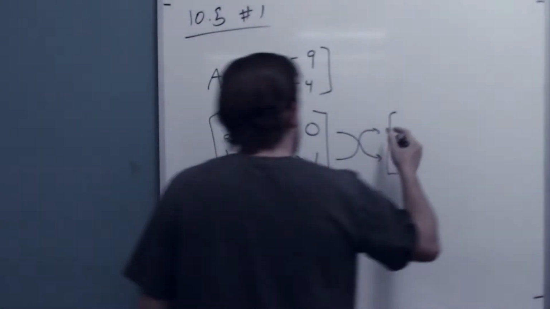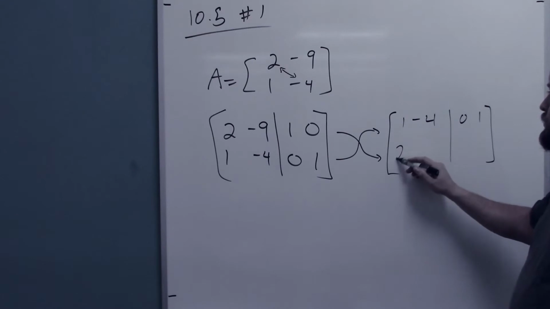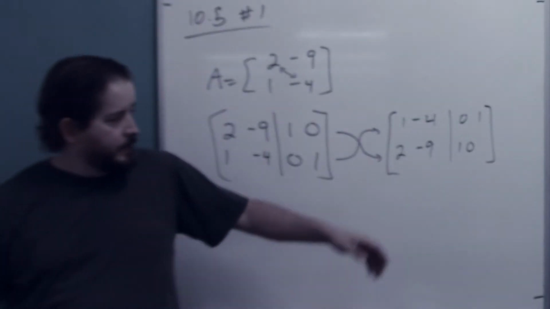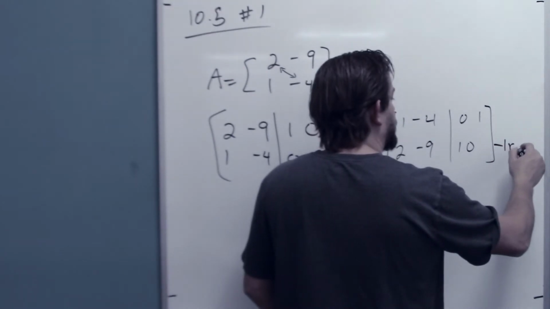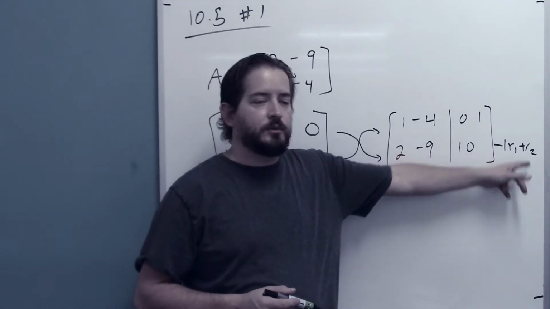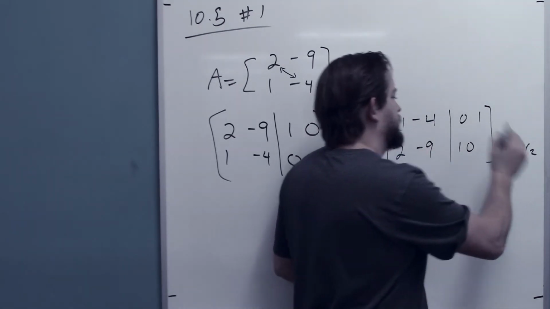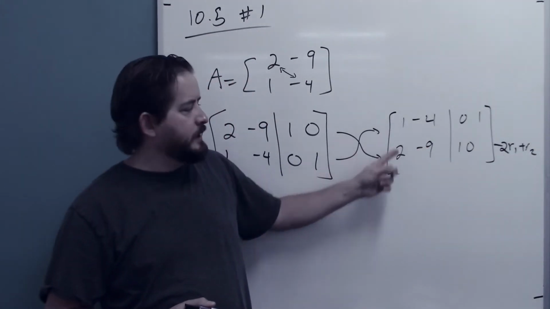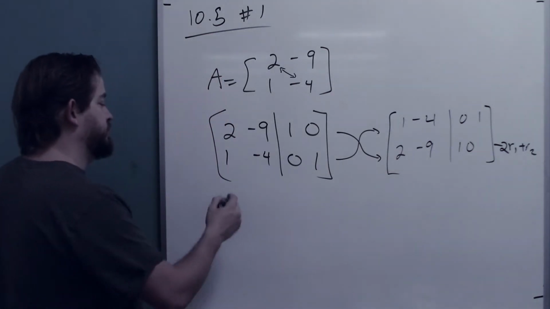So I'm swapping these. That gives me 1, -4, 0, 1, and then 2, -9, 1, 0, just by swapping my rows. Now that I have this 1 here, I'm going to use it to eliminate this 2. I'm going to take -2 of row 1, because -2 row 1s gives me a -2 in this first element, and then I add it to the 2 here, and it gives me a 0. That's what I want. And that'll go in place of my new row 2.